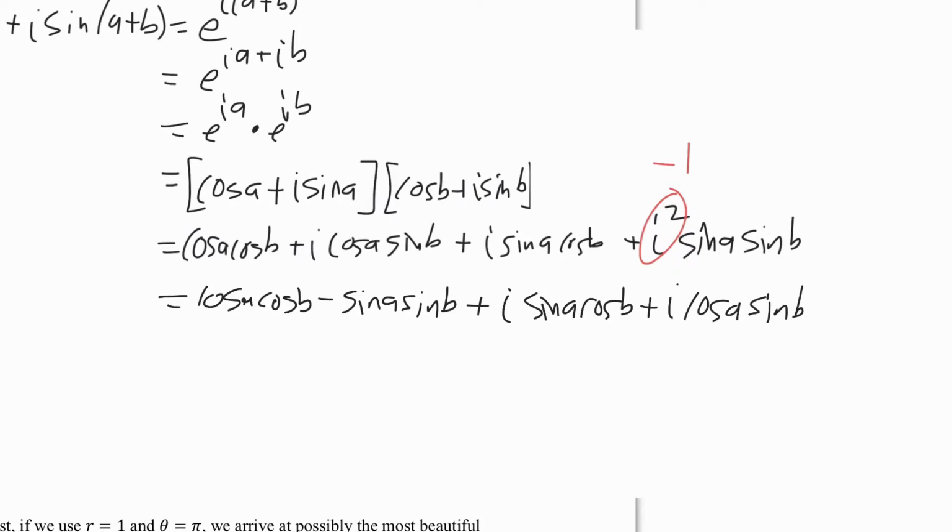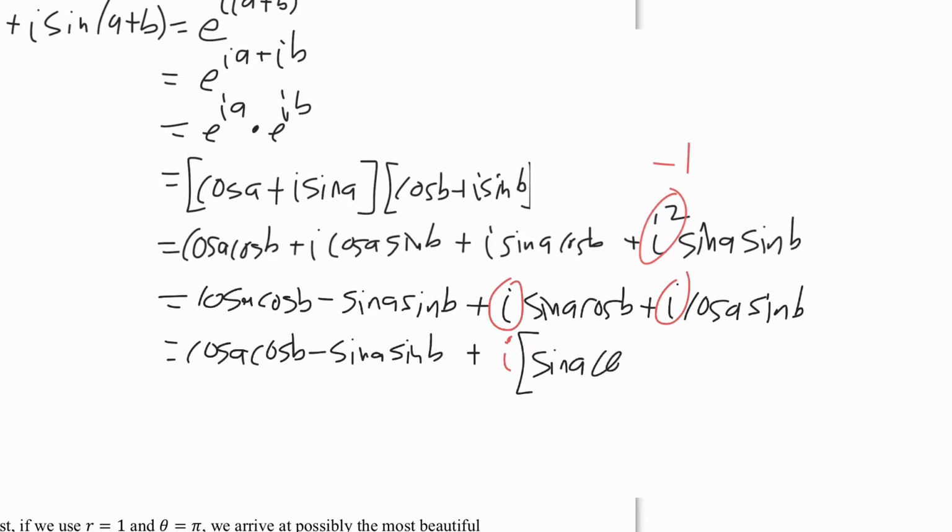And now, if you notice, we have this i in common, so I'm going to factor it out. So that'll give me, the other part's still the same, cos a cos b minus sine a sine b plus i times sine a cos b plus cos a sine b.